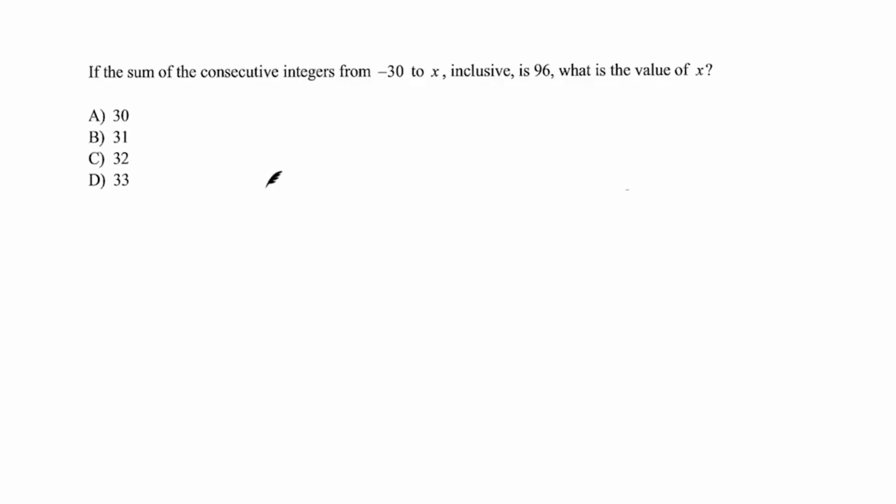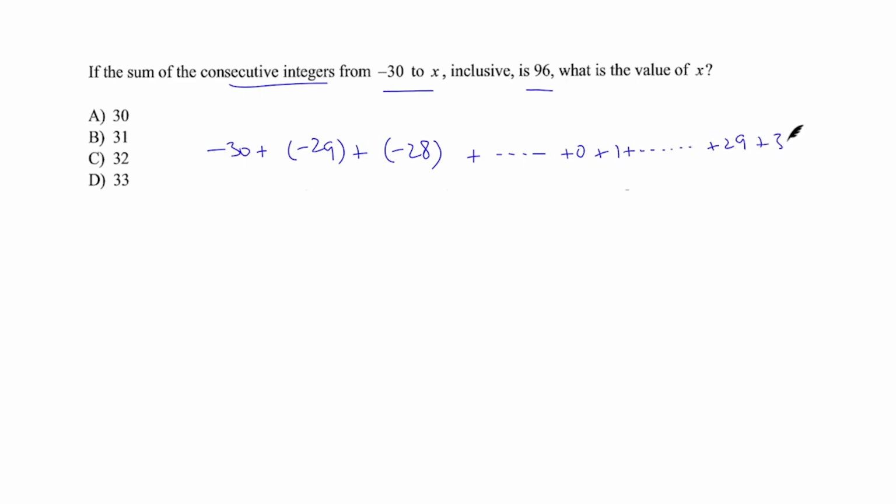Next question. If the sum of consecutive integers from minus 30 to x inclusive is 96, what is the value of x? Now this is interesting. So we need to write down all the numbers. No, that will cost us a lot of time. Let's have a look at this. So we have minus 30 plus minus 29 plus minus 28 plus all these numbers plus 0. Then we have the positive numbers plus 1 plus 2, 3, 4, 5 plus 29 plus 30.